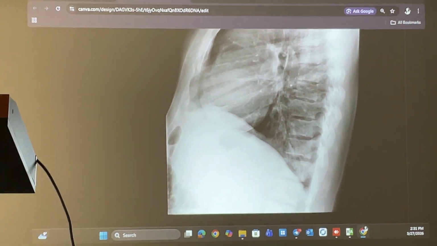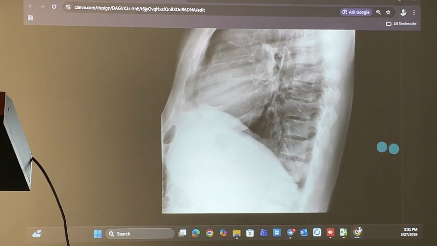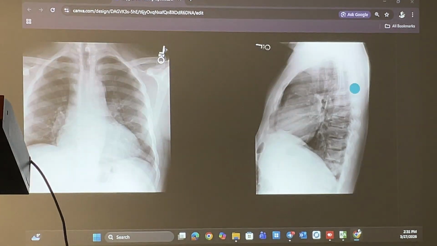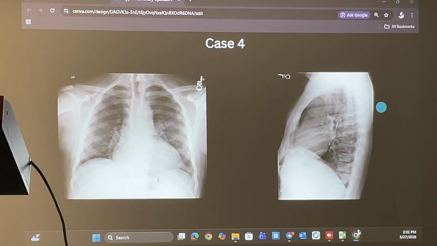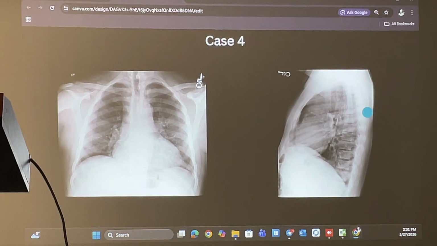Right lower lobe consolidation, and it is only seen on lateral chest X-ray. Okay.